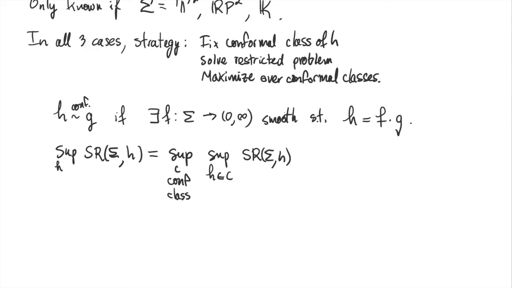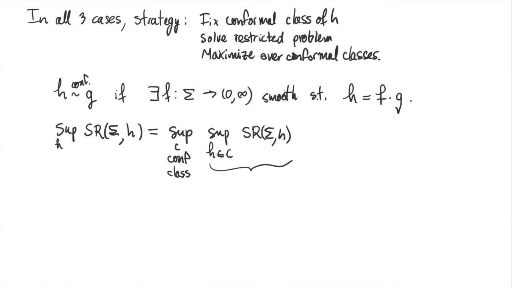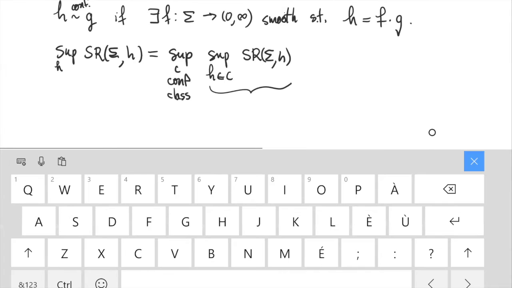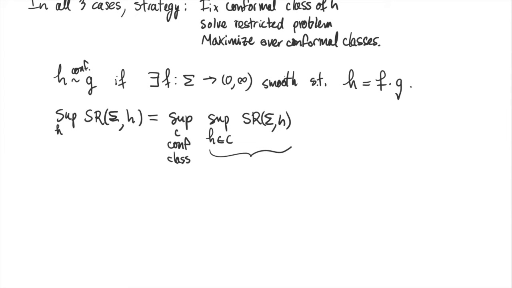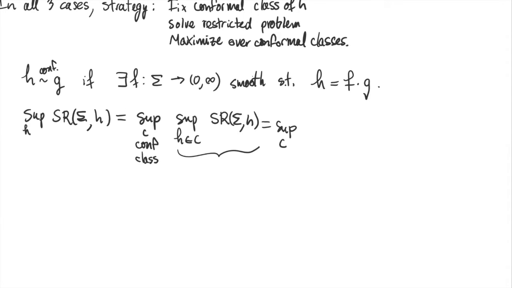And then it turns out that this inner thing here can be recognized as some sort of extremal length. So I can write this as sup over H and C. So again, the systolic ratio is the infimum of lengths of curves squared, and then we divide by area.